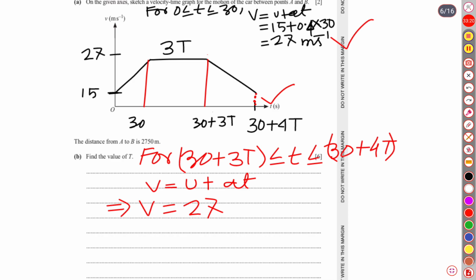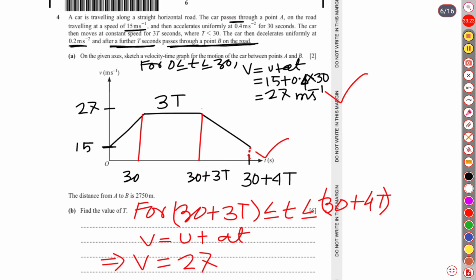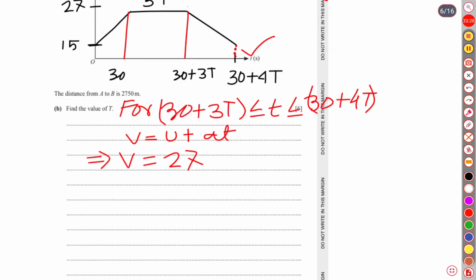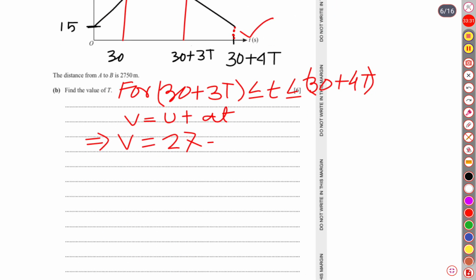Plus acceleration. It is not acceleration. Look at this. In the third phase, it was decelerating at the rate of 0.2 meter per second squared. So let us apply this value, minus 0.2, and t is what? The time for this phase, from this to this, is actually t. Hence our v is going to be 27 minus 0.2t for the third trapezium.